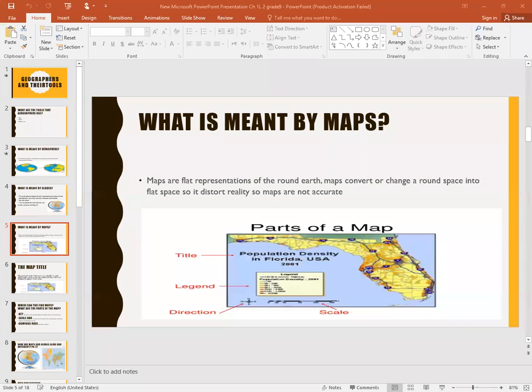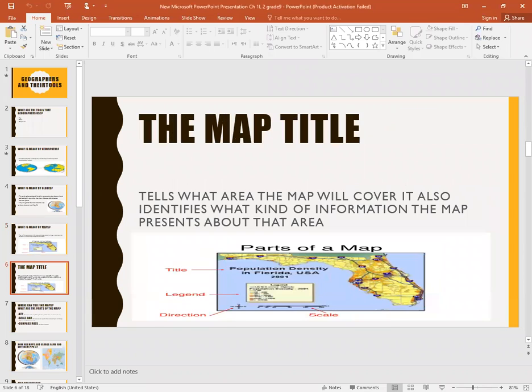As you can see in front of you, this is an example of a map, which has different kinds or types, and at the same time it has different parts which we're going to discuss after that. So this is what's meant by map. Let's move to the next one. What's meant by the map title?